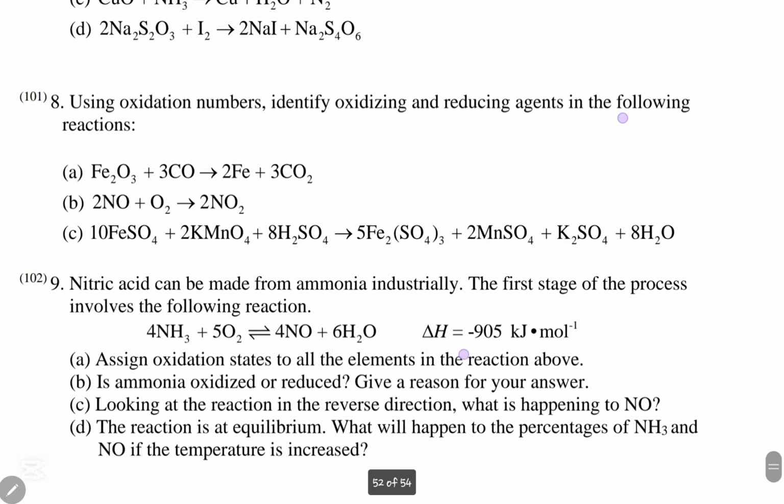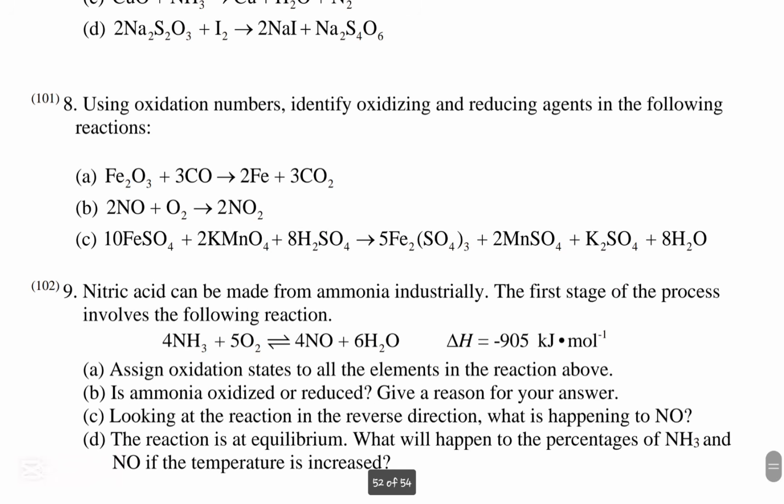Let's move on to question number 8. What does it say? It says using oxidation numbers, identify oxidizing and reducing agents. So they want us to find the oxidation numbers for all of the following. That's very easy to do here because this is ionic. You can split them into their ions. You get Fe3 plus and O2 minus. So this has an oxidation number of 3 plus.